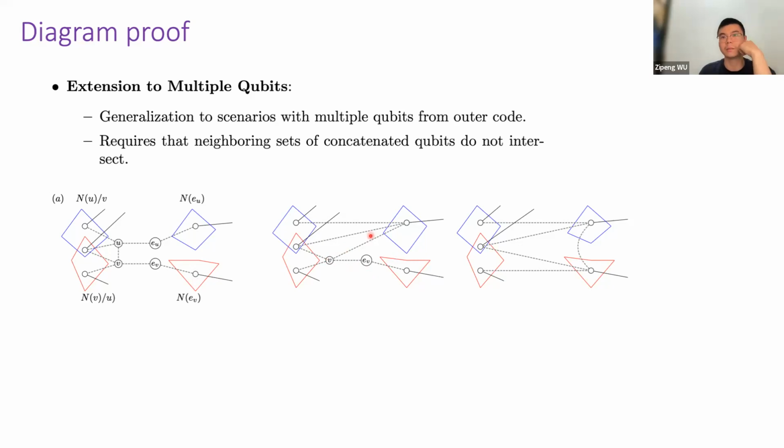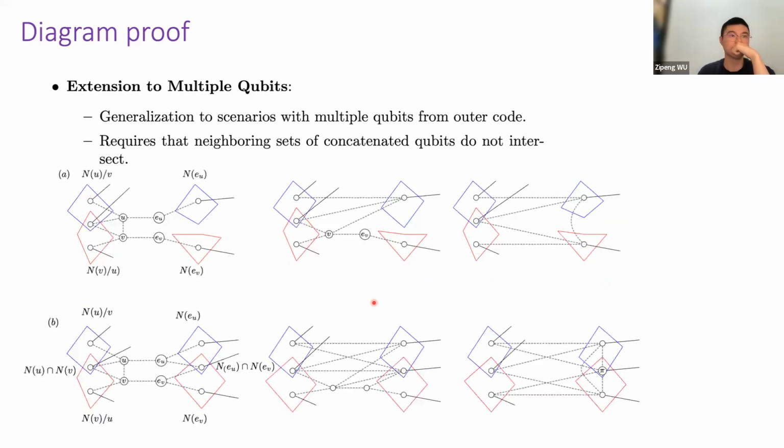So it can be readily generalized to the case where multiple qubits are concatenated, as long as the neighbors of EU and EV are disjoint. We sequentially apply the pivot rule, which is kind of equivalent to the generalized local complementation rule. But there are also cases where the generalized local complementation rule fails.